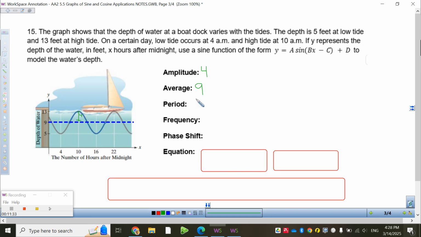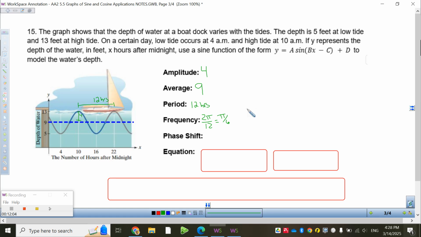Now we also know the period. From peak to peak here is a distance of 12 hours. So we know that our period for this problem is 12 hours, similar to the last problem. And to change that into our frequency, we do 2 pi over 12, and we're going to end up with pi over 6. So that's what's going to be in our problem for our B value, pi over 6.